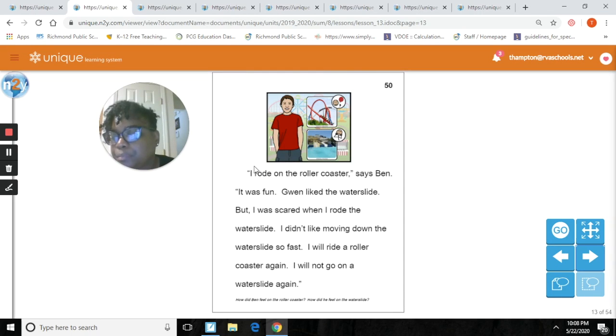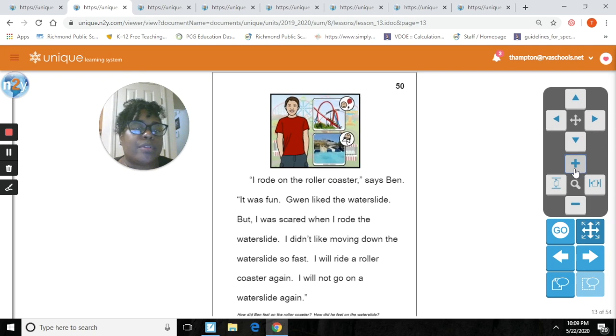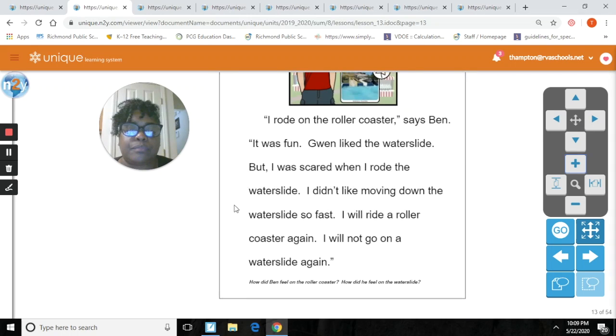All right. "I rode on the roller coaster," says Ben. "It was fun. Gwen liked the water slide, but I was scared when I rode the water slide. I didn't like moving down the water slide so fast. I will ride a roller coaster again. I will not go on a water slide again." Okay? So let's see what our focus question says here at the bottom.